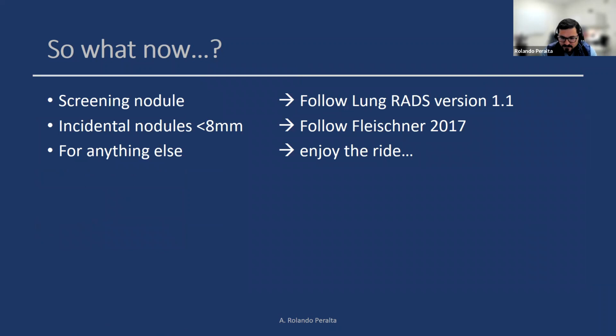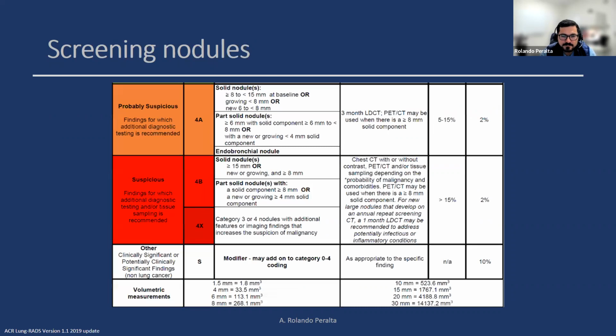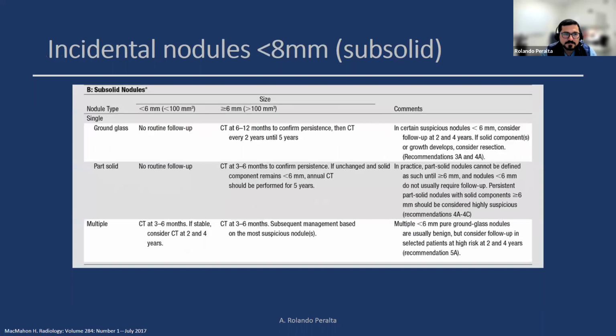Okay, so what now? Easy things. If you have a screening nodule, follow Lung-RADS version 1.1. I have it here for reference, but it's not something to memorize. Just go and take a look at it. Any nodules less than 8 millimeters really don't need anything. Just follow Fleischner 2017. So this is Lung-RADS here for your reference again. This is Fleischner for solid nodules. And this is for subsolid nodules. So you can go back and take a look at those. But as you can tell, less than 8 millimeters, you rarely need to do anything, except radiologic follow-up.